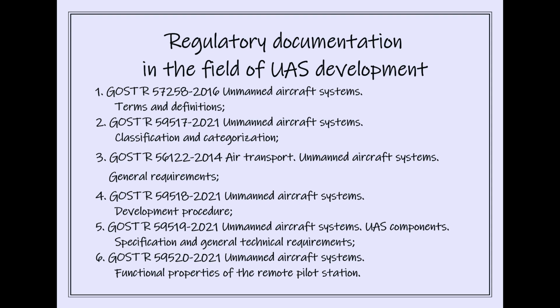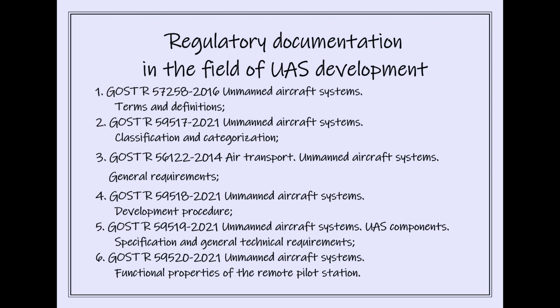The third GOST standard is Air Transport, Aircraft Transport, Unmanned Aircraft Systems, General Requirements. The standard applies to unmanned aircraft systems and contains the basic requirements for unmanned aircraft systems and their elements in development, production, certification, and operation, and is intended to harmonize and unify the approach to all procedures related to civilian unmanned aircraft systems.